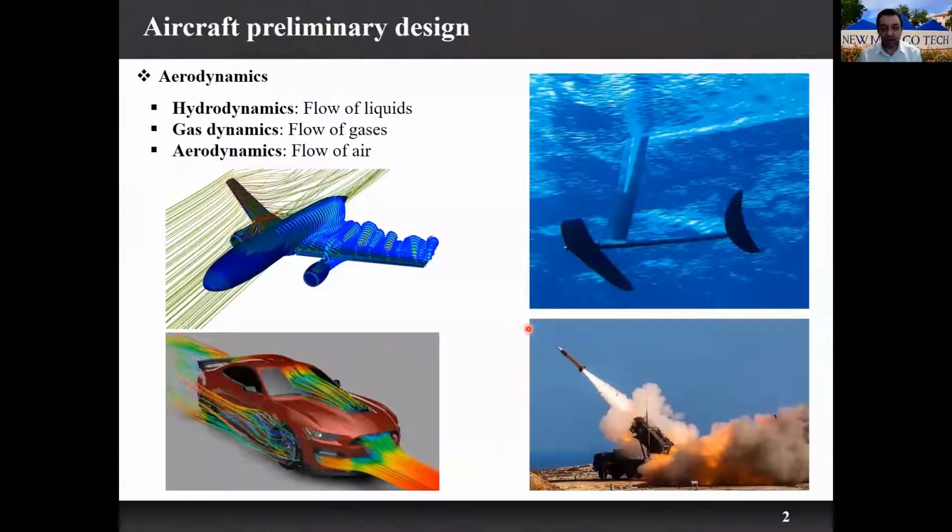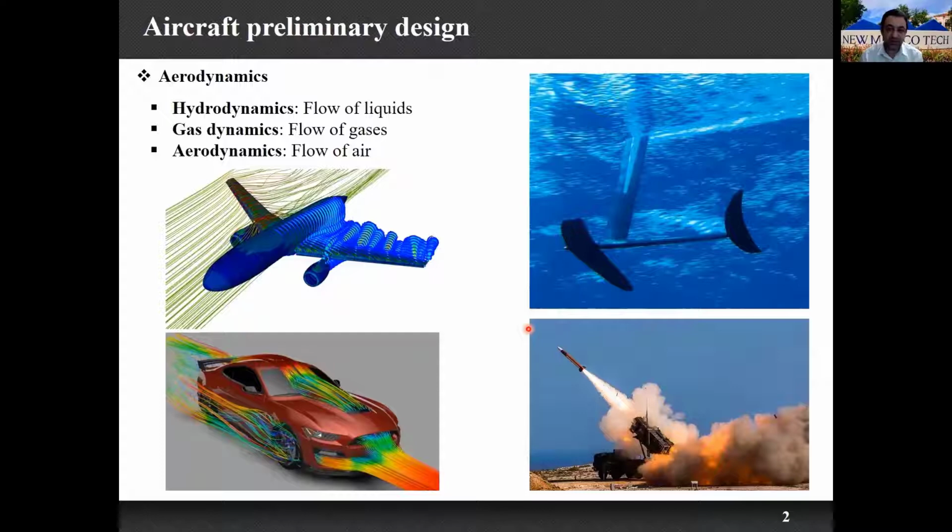So there are three different terminologies, including aerodynamics, gas dynamics, and hydrodynamics. So aerodynamics, once you have flow of air, for gas dynamics, we have flow of gases, and for hydrodynamics, we have flow of the liquids.